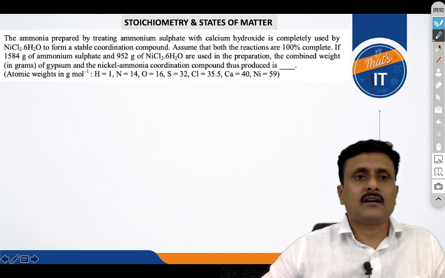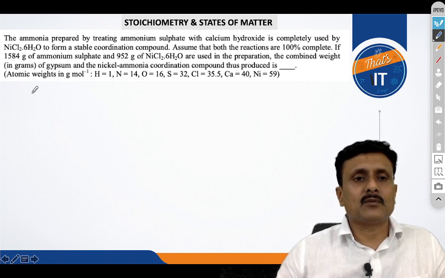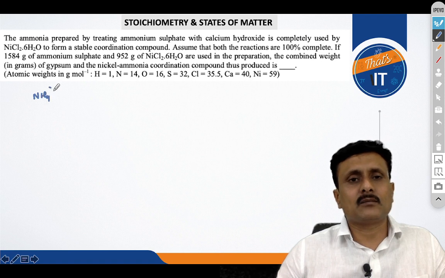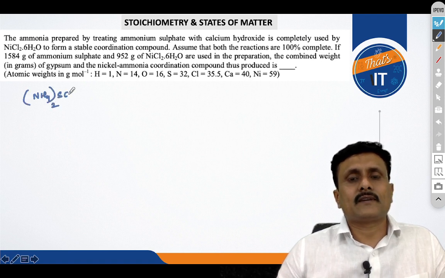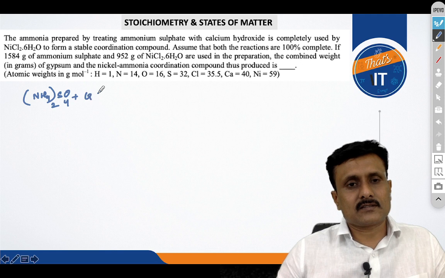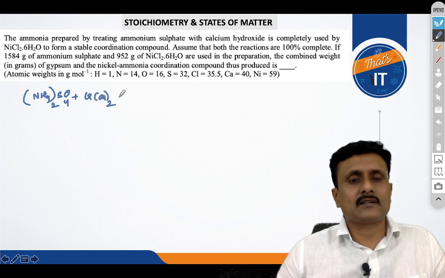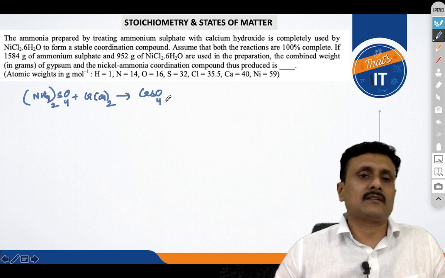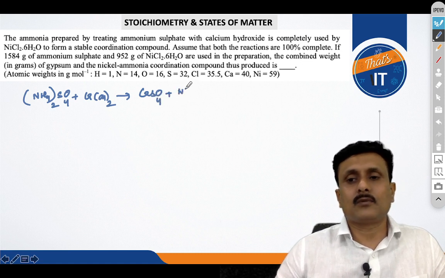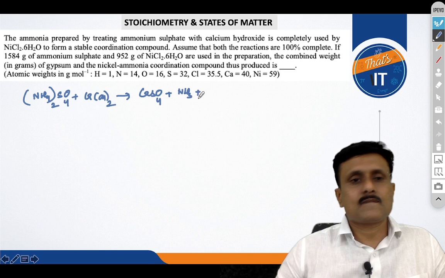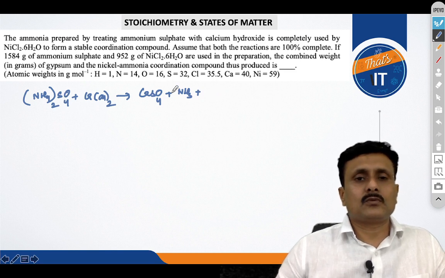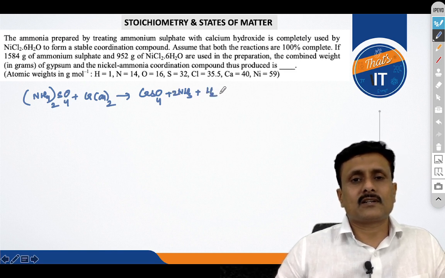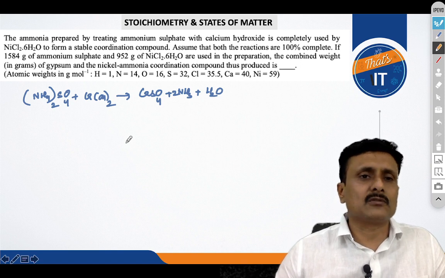What is that? Ammonia is prepared from ammonium sulfate. We all know that, man, right? Ammonium sulfate is reacted with calcium hydroxide and you are going to get what? Calcium sulfate, as we know, plus ammonia, isn't it? Because there are two nitrogens, and you're going to get water. I'm not concerned about the whole thing that is happening out there.